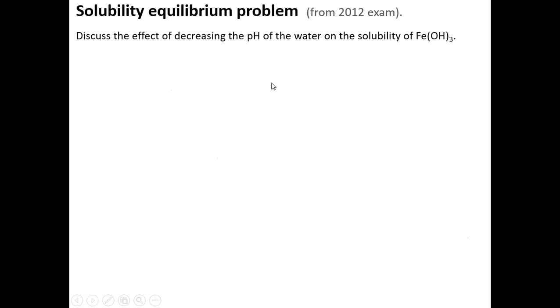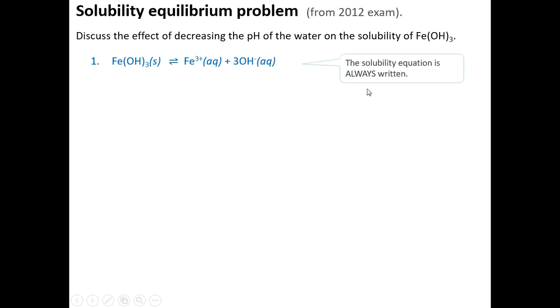Right, here's another one. And it says, if I decrease the pH of the water, so by adding acid, what will happen to my solubility of my iron 3 hydroxide? So again, think of the equation first. Always write the solubility equation. And now you start discussing what happens.